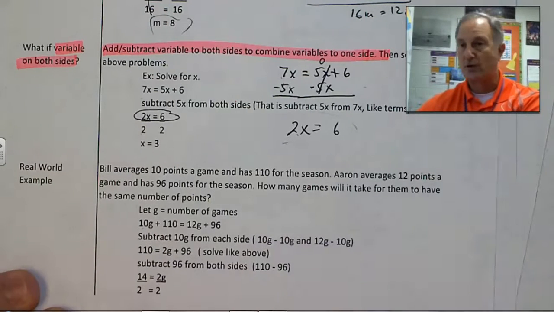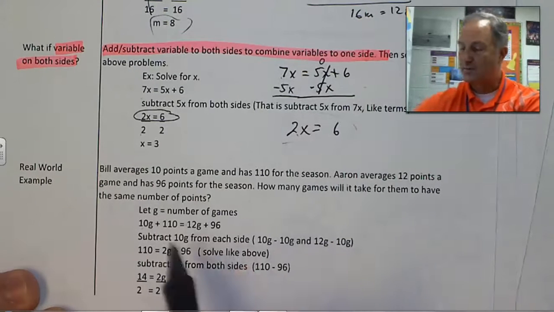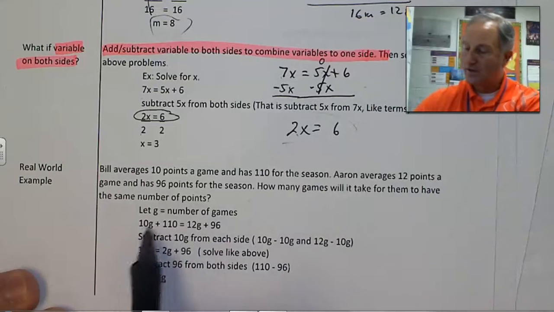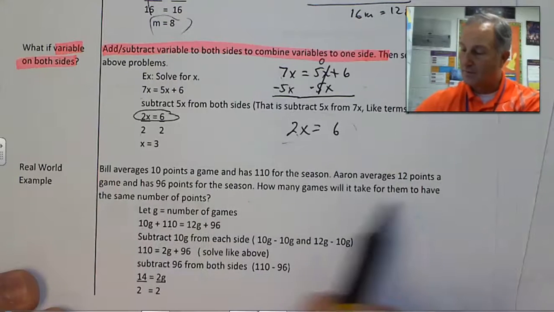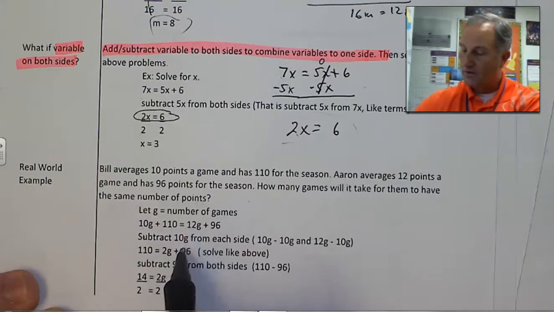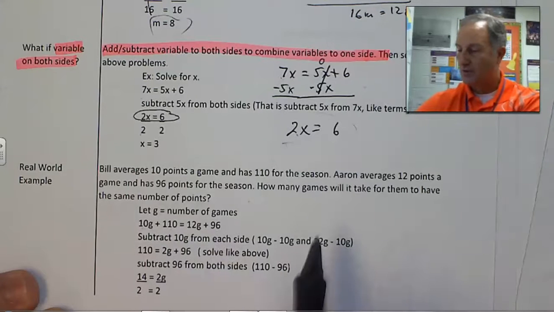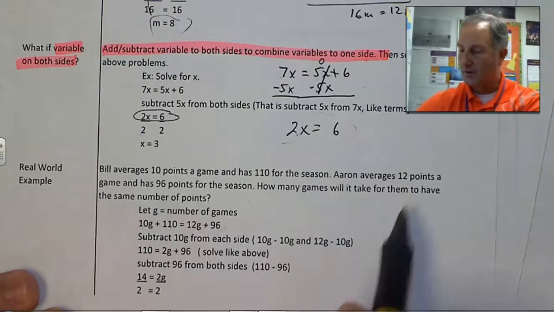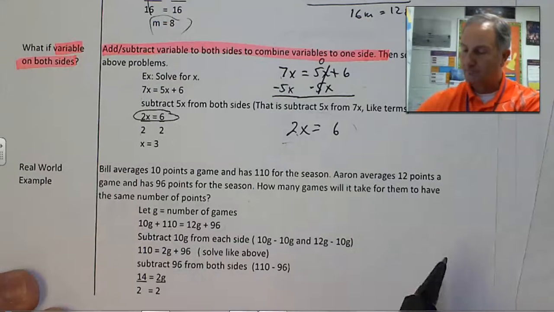So if you want to know how many points you would have in 3 games, 10 times 3. 4 games, 10 times 4. G games, 10 times G. So if you play G games, you take 10 times G, that's how many points you have, plus the 110 you already had. When is that going to be the same? Well, that means equals the 12G, playing the same number of games, adding different points. This guy has 96 already, but he's averaging 12 points a game. So when will the two be the same?